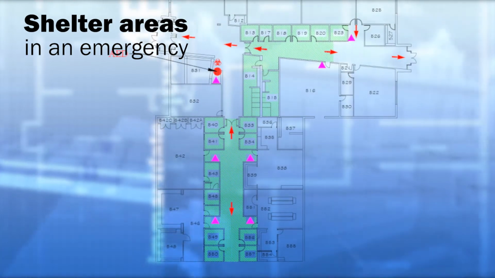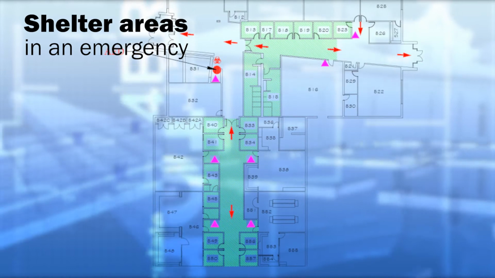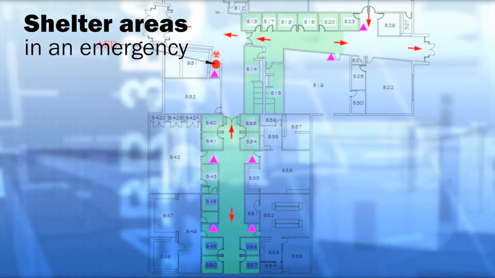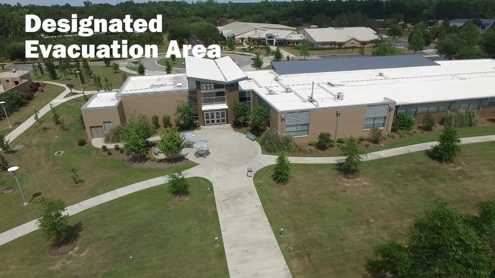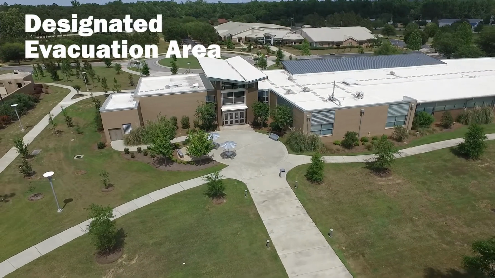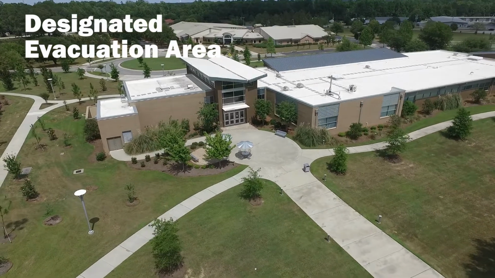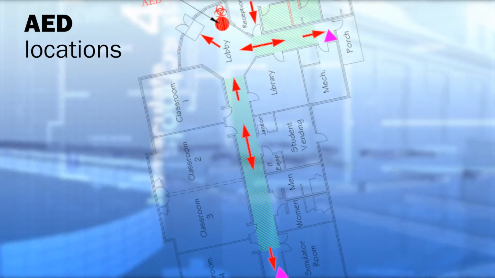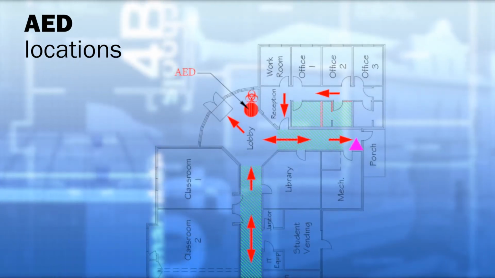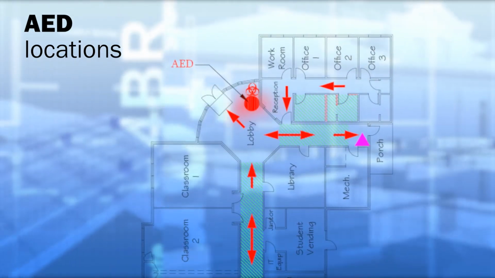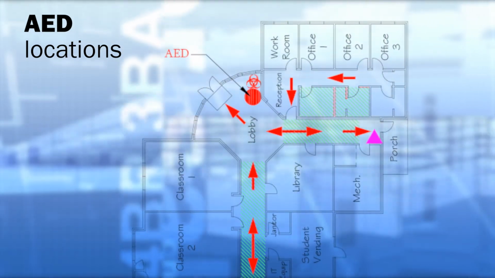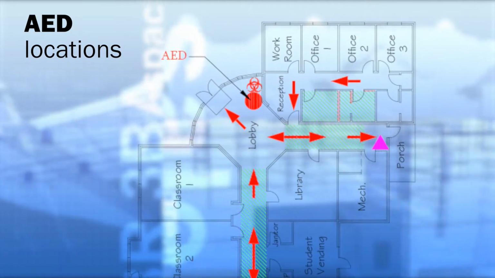The shelter areas identified on the maps are designated as an area within a building that can be used in order to seek shelter in the event of an emergency. Each building has an outside designated evacuation area that is explained on the evacuation map. While we're talking about the evacuation maps, let me also point out that every building has automated external defibrillators, AEDs, that can be used in the event of a medical emergency. The locations of the AEDs in each building are marked on the evacuation map.